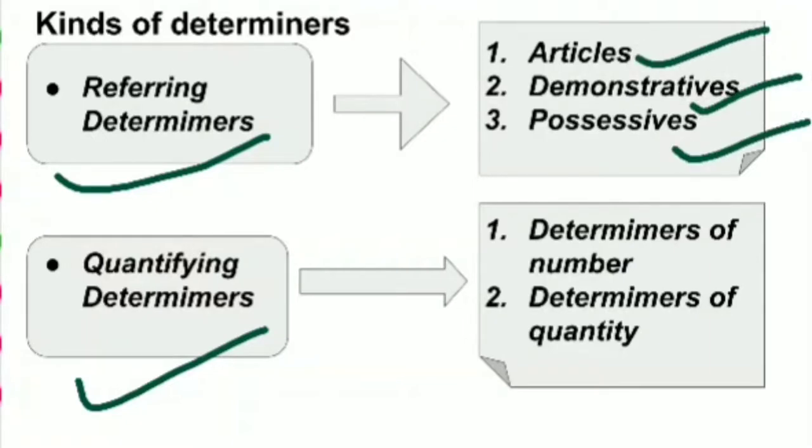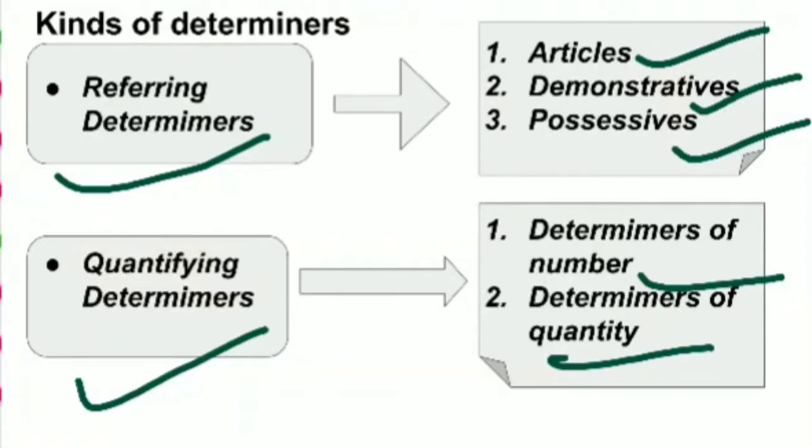Whereas quantifying determiners tell us about the quantity or total number of the noun we are talking about, how much or how many in number the nouns are present. These quantifying determiners are further classified into determiners of number and determiners of quantity.